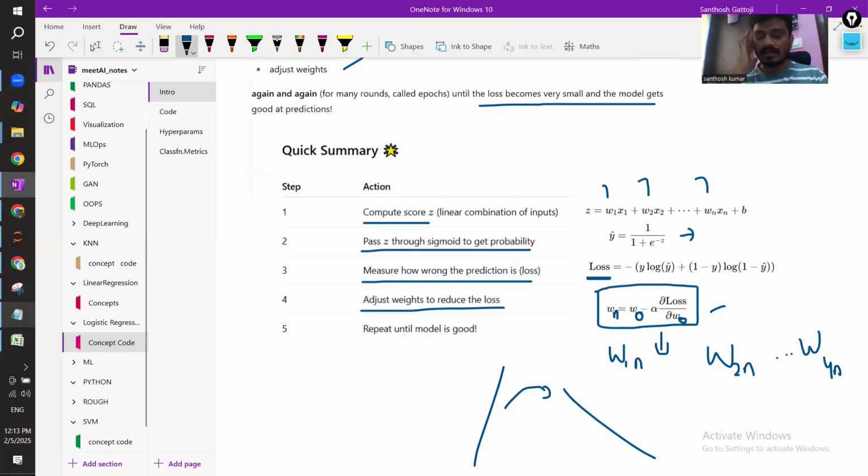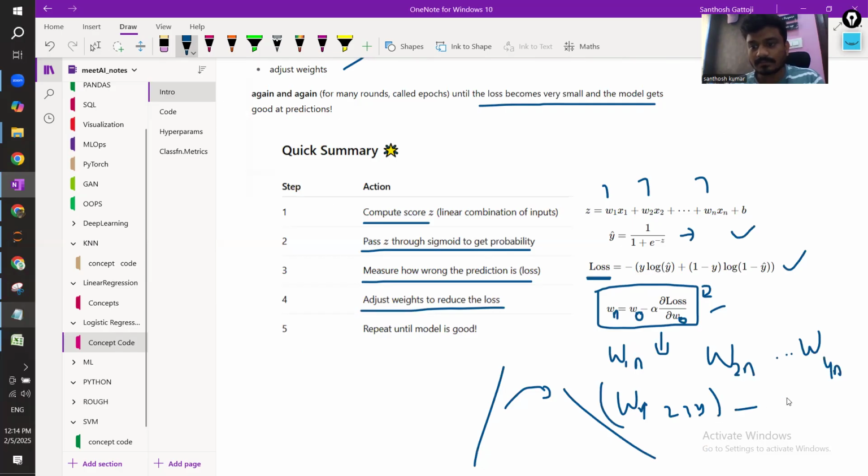Some points can now fall here, some interchange might happen, so the predictions will be different. If predictions are different, the loss will be different. You will get a new loss. That new loss you will again put here, again calculate this, and again you will get a set of new values for W1, 2, 3, 4.